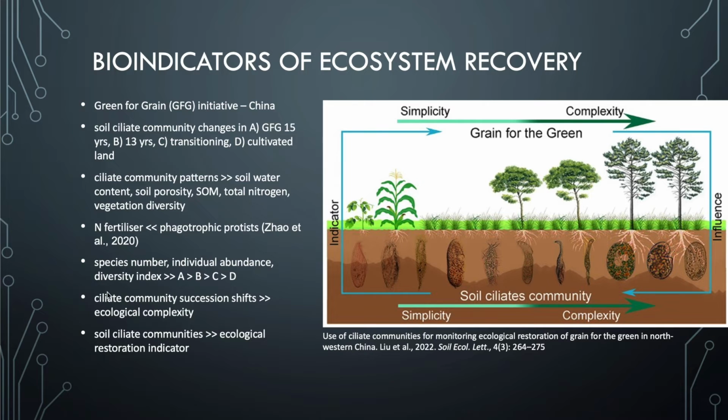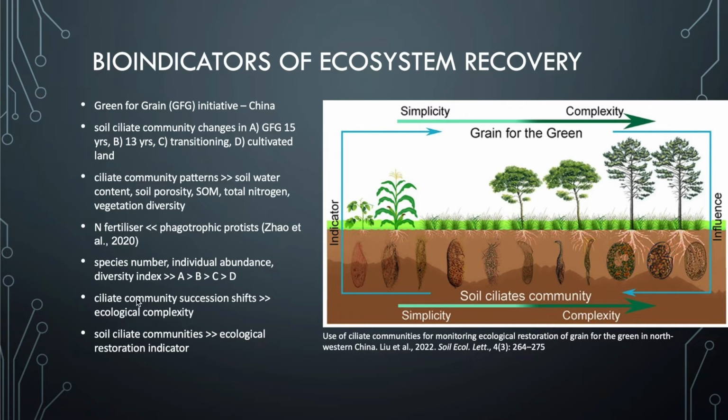So going back to the study now, this particular ciliate community pattern was examined by studying species number, individual abundance, and diversity indices of the different ciliates. And all of these have shown that where the land was under restoration in the Green for Grain initiative for the longest period of time, that's where these positive ciliate community parameters were most significant. And the values for these parameters decreased as the recovery time decreased. And of course, they were at their lowest when the land was still under cultivation.